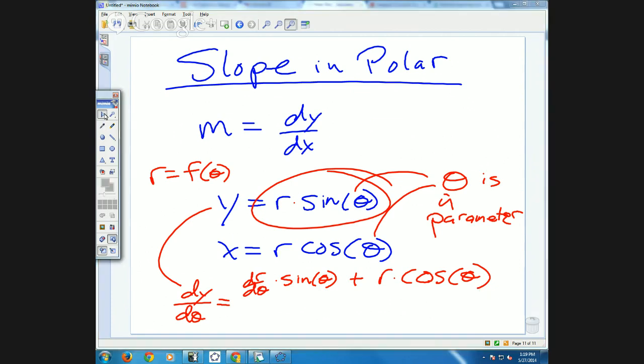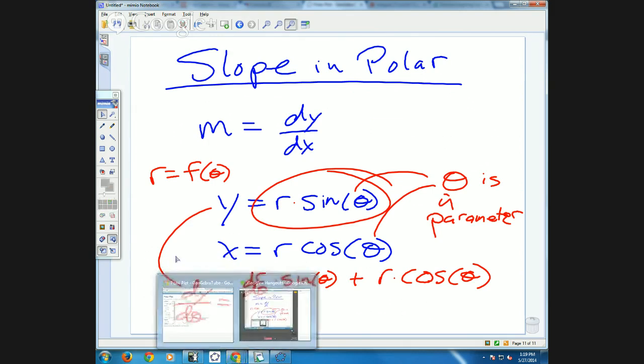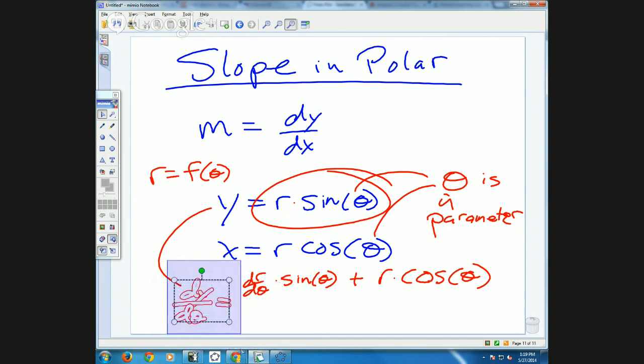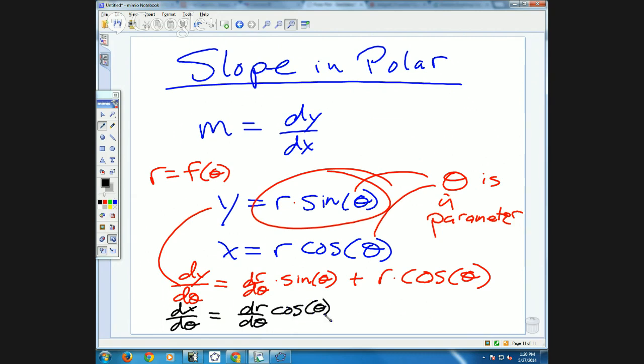I didn't leave myself enough space. Let's see if I can remedy that. There we go. Okay. Next thing I need to do is repeat that for dx d theta. What's dx d theta going to be equal to? Pretty close. It's going to have a dr d theta first times the cosine of theta minus, yes, r times the sine of theta.